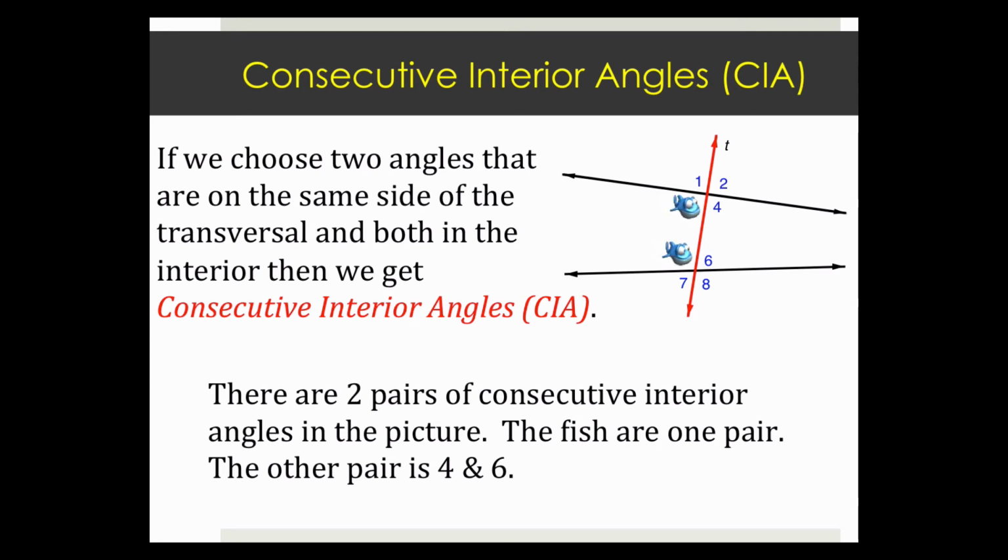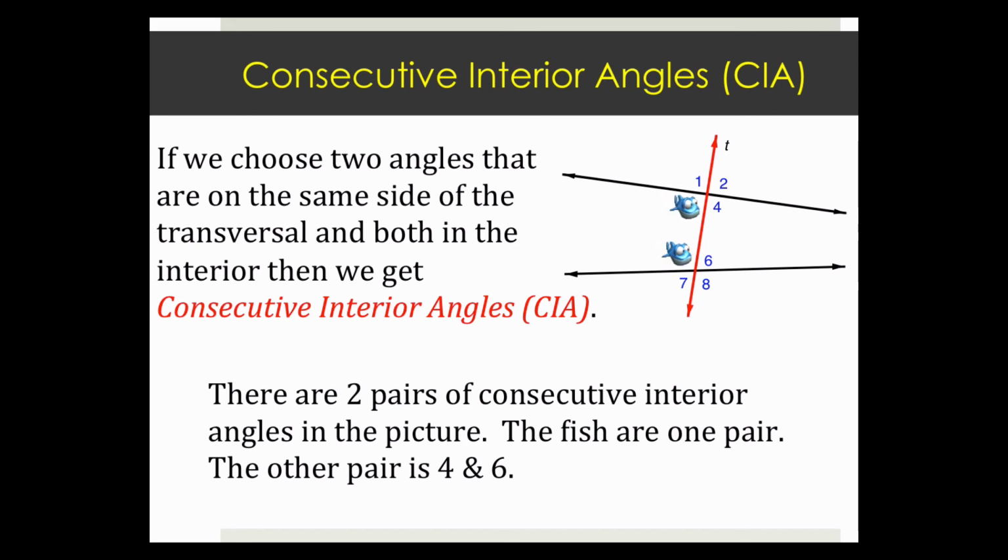How many pairs is that? Is that 4 or 5? It's 5, right? CIA, CEA, AIA, AEA, and corresponding. Where was the last one? 1 and 7, 2 and 8, correct. Same side of the transversal on the outside of the intersected lines.